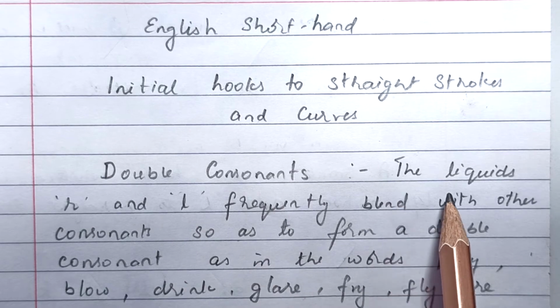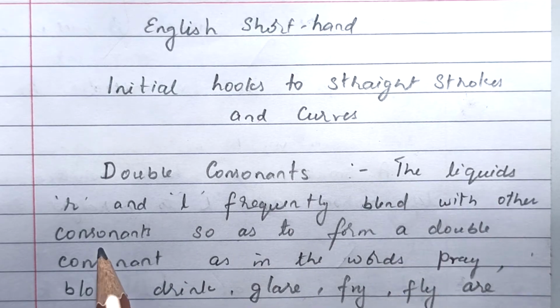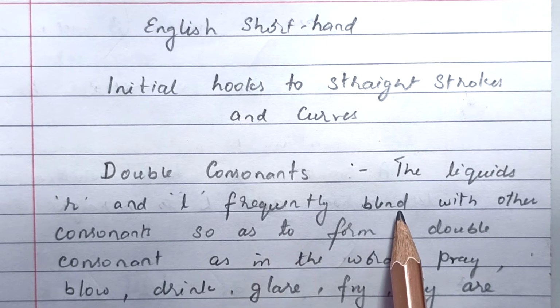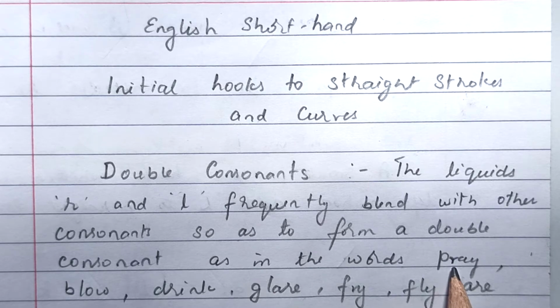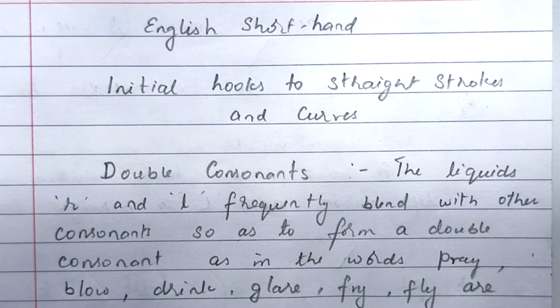Double consonants: the initial liquids R and L frequently blend with other consonants so as to form a double consonant, as in the word pray. So P is a consonant and R is also a consonant. These two consonants mix together to make the word brain, and also BL. So R and L joining with other consonants, we call a double consonant, and to write this double consonant we have a concept in shorthand.